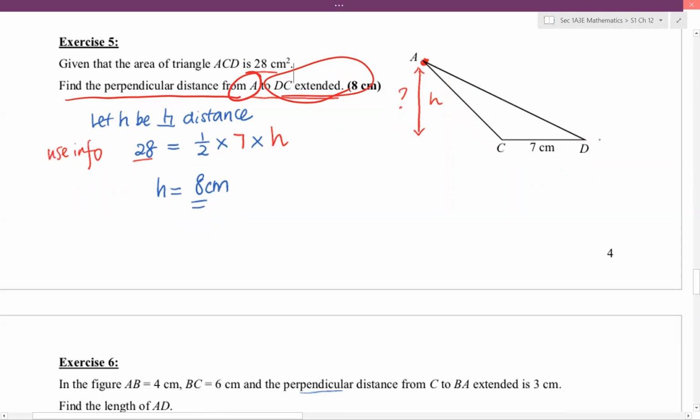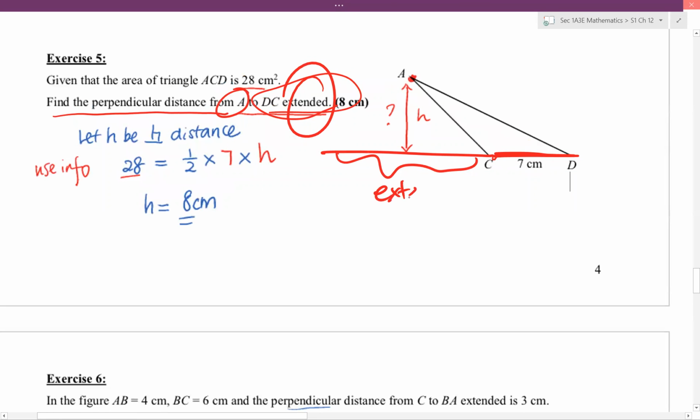This phrase, DC extended. Where is DC? This is DC. The next word, extended. You extend both sides, but one of them will be redundant. In this case, clearly the right hand side is redundant. So this is our extension. They want you to find that perpendicular height, and now it becomes easy already.